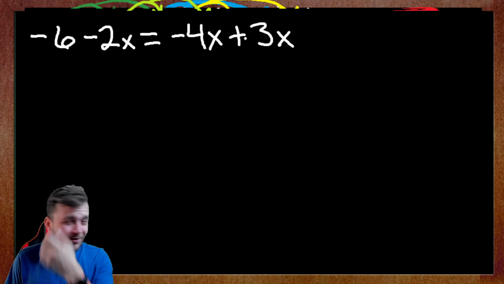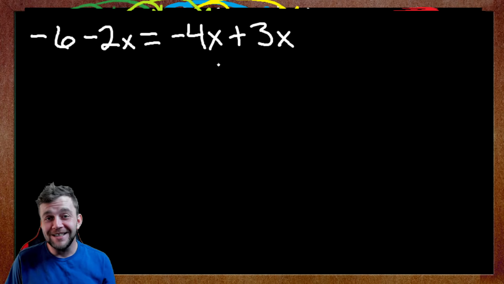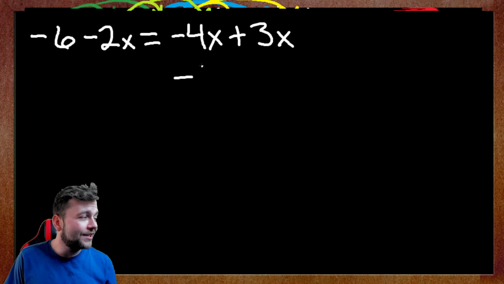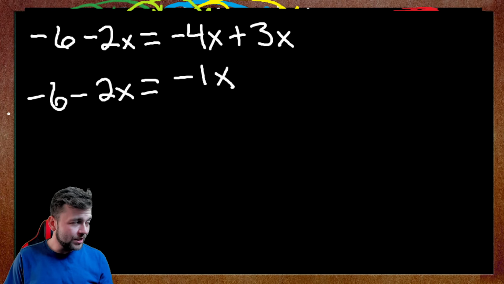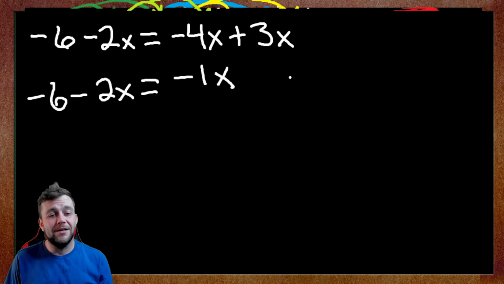Okay, combine your like terms. So, negative 4x plus 3x, what is it? You have a negative 4x plus 3x. That is a negative 1x on this side. Now we have negative 6 minus 2x equals negative 1x.